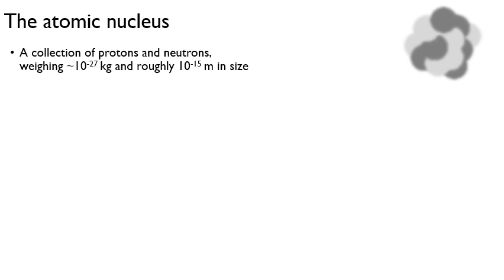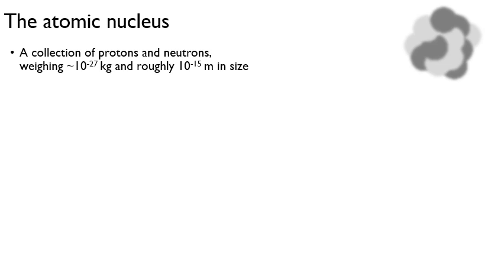An atomic nucleus is the center of an atom. It's a collection of protons and neutrons. It doesn't have much mass, roughly 10 to the minus 27 kilograms, or up to 100 times that or so. And it's roughly a femtometer in size, or up to like 10 femtometers or so, but that's the rough order of magnitude.